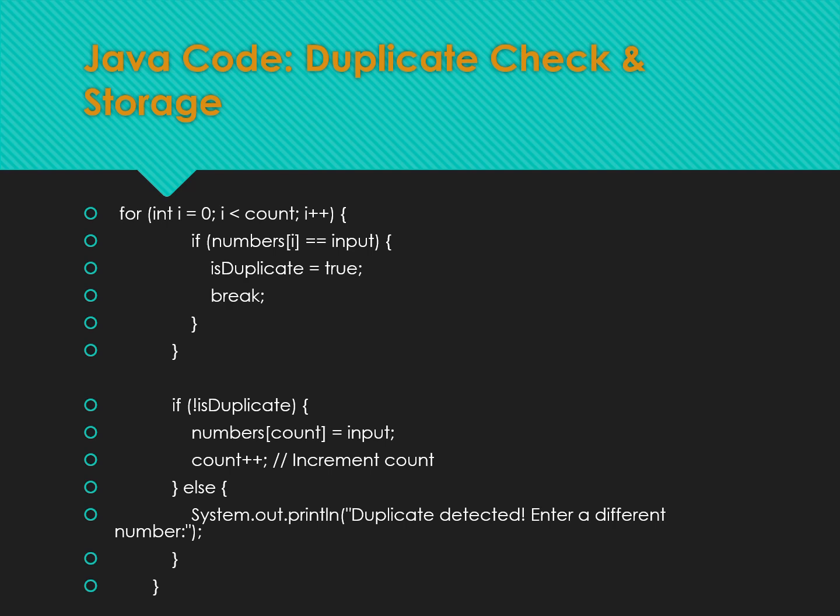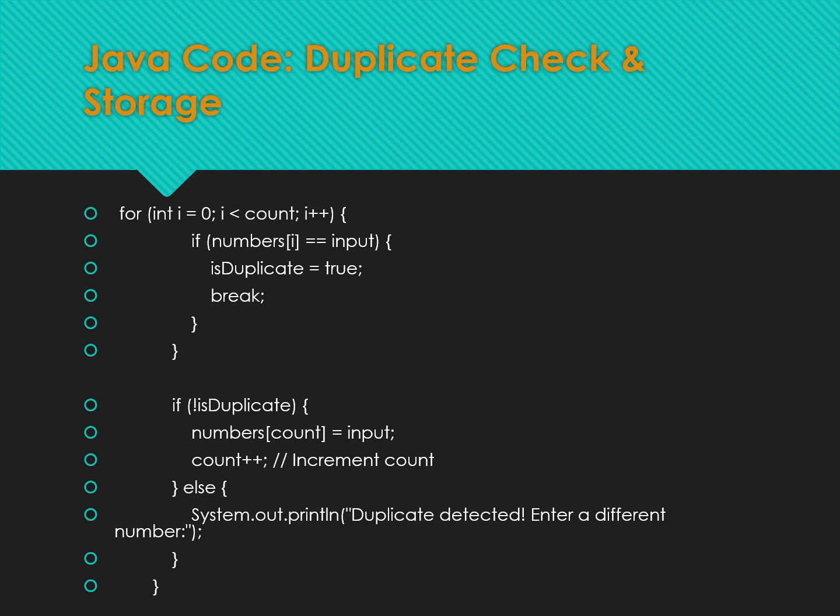Now, let's take a closer look at how we prevent duplicate entries from being stored in the array. In this loop, we are comparing the newly entered input value with every number already stored in the array. We do this from index 0 up to count minus 1, because count keeps track of how many valid entries we've stored so far. If we find that numbers[i] equals input, it means the number has already been entered. So, we set isDuplicate to true and use the break statement to exit the loop early, saving processing time.